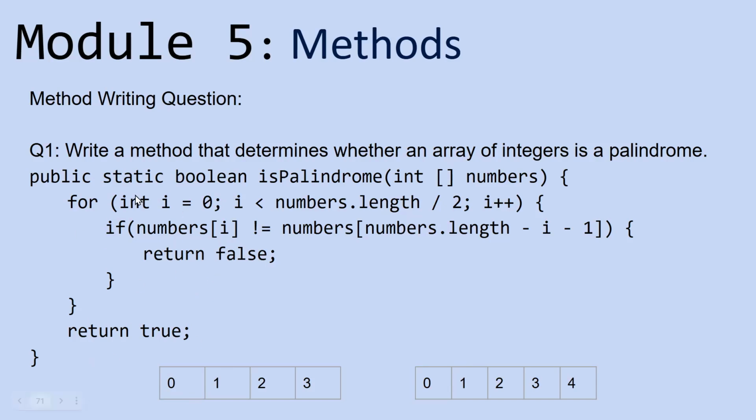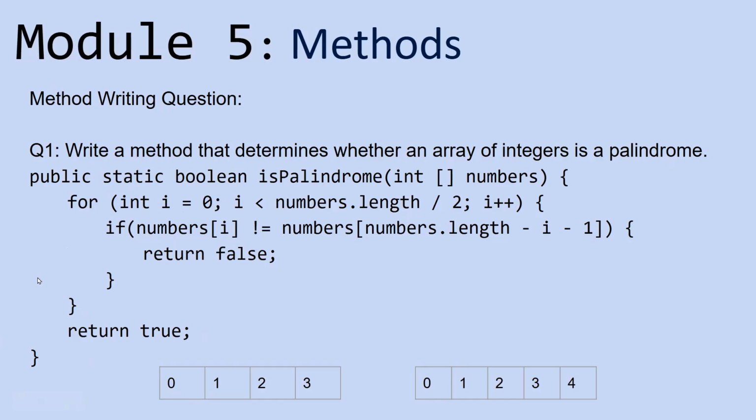But if this for loop goes through the whole array and it doesn't find that the corresponding indices aren't equal, then we can return true at the end because we've checked every index. None of them weren't equal, so we know that it was a palindrome because we didn't find any issues.